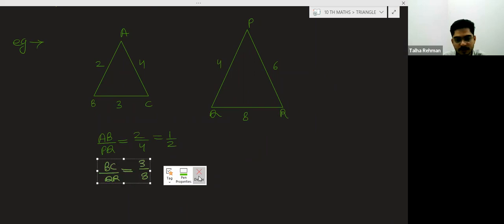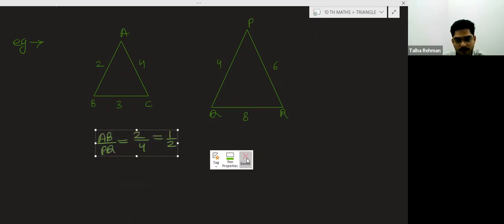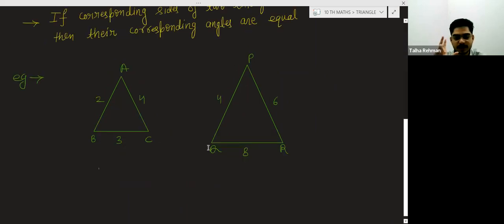Actually, in this case, now we have to first analyze. This is your AB, and this is your PQ. Just a minute. Actually, this is wrong here. This is 3, and this is 6, and this will be 8.